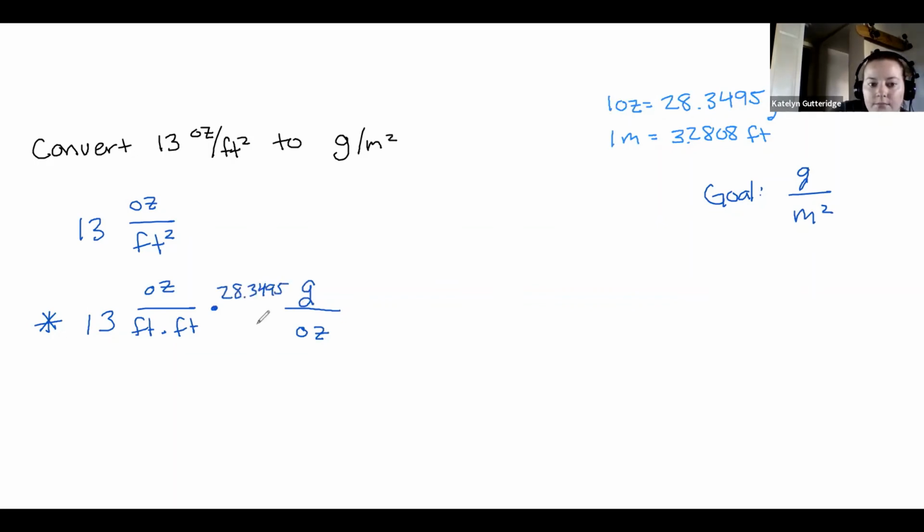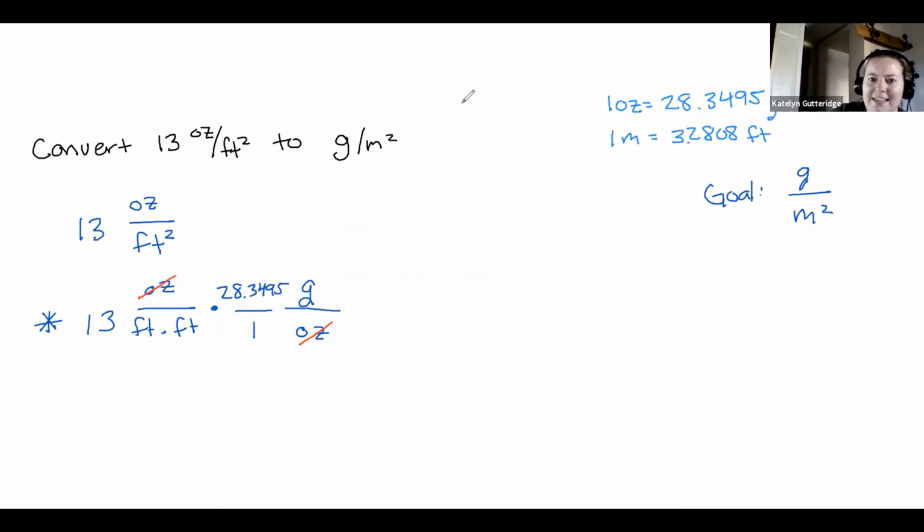28.3495 grams over 1 ounce. Ounces in the numerator, ounces in the denominator, they divide out. So that is taking care of our ounces. It's leaving grams in the numerator, which is exactly what we want. So our goal has grams in the numerator. We have grams in the numerator. So that part we are good to go on.